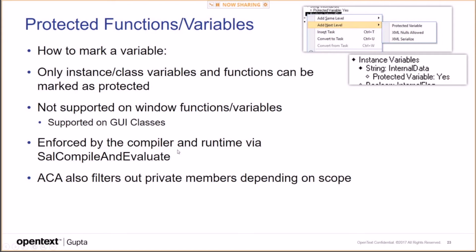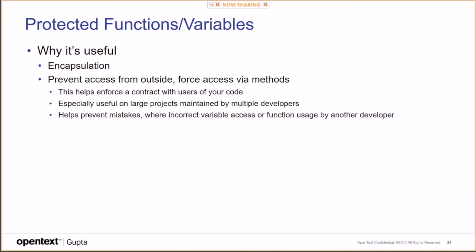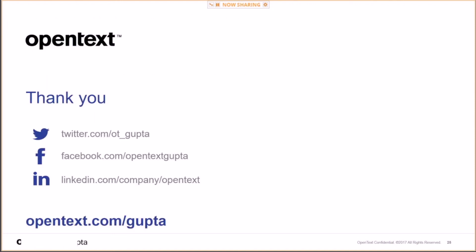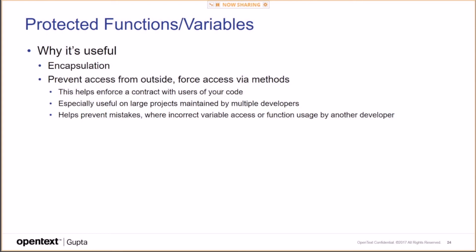And the Active Coding Assistant also filters out private members depending on scope. So that's all built into the system, so you won't even be offered protected variables if you're not allowed to. Why useful? Encapsulation, prevent access from outside, force access via methods. So you could get better code for large projects with multiple developers, helps prevent mistakes where incorrect variable access or function usage by another developer. And let me show you a sample for that.